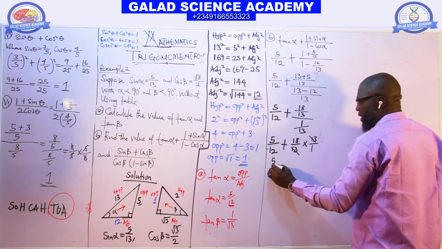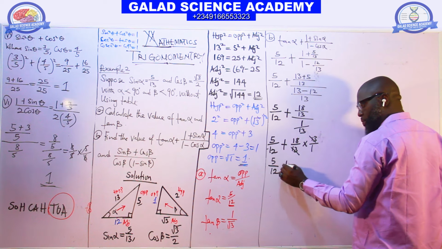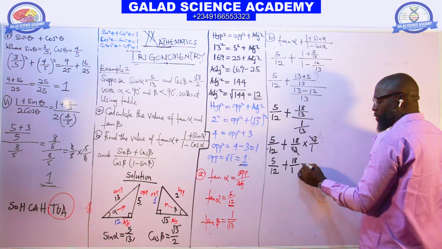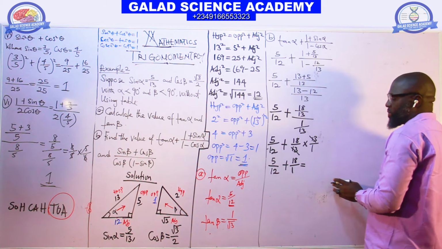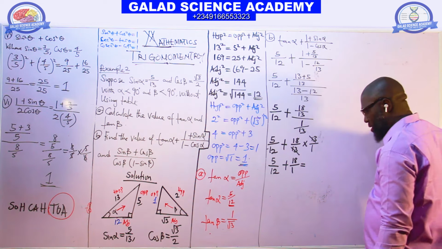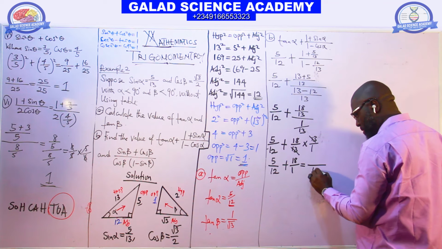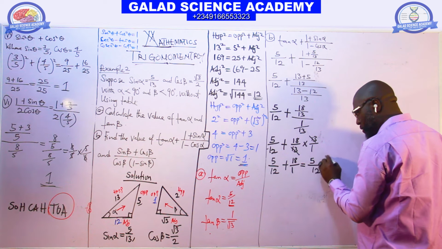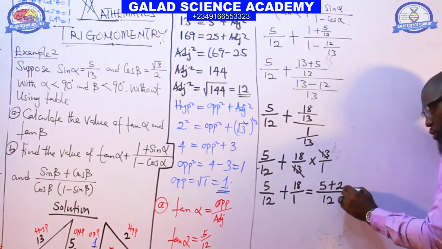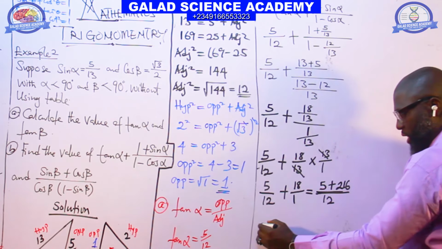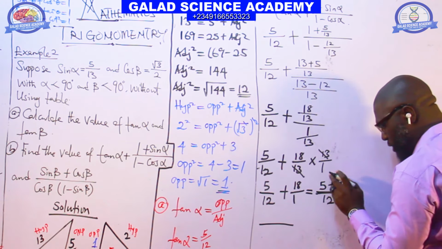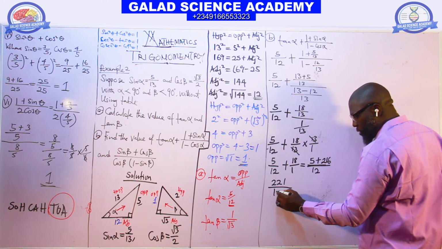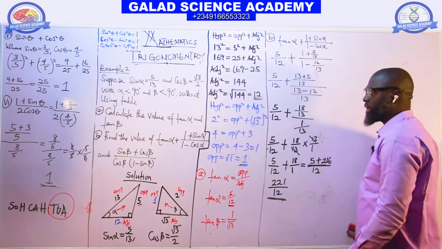You now have 5 over 12 plus 18 over 1. If you solve 18 over 1, here we have the LCM, 12. So we have 5 here. Then we have 12 times 18, which is 216. If we now add it together, it will give us 221 over 12. This will be the final answer for this one.